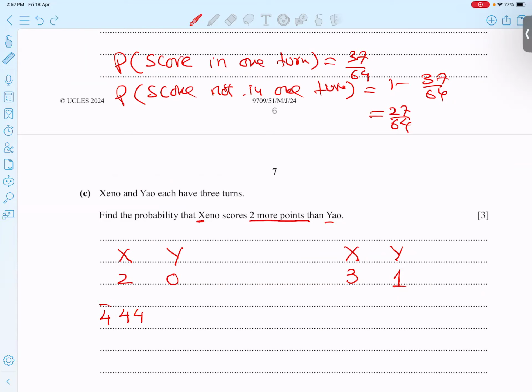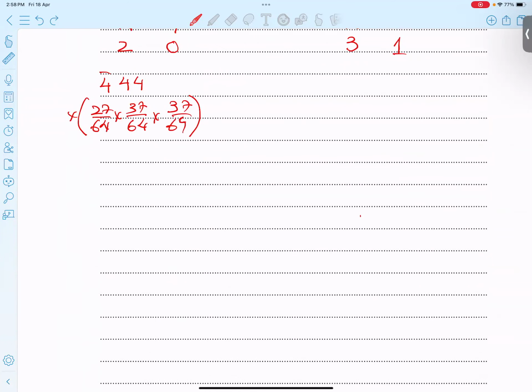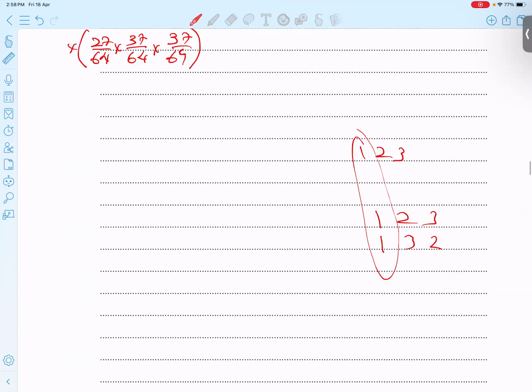So actually, basically, we got 27 over 64 into 37 over 64 into 37 over 64. But my question to you, this will come 3 times. You may ask, how come, sir? How come 3 times? So for your knowledge, I think we discussed before, but I repeat again, if I have 1, 2, 3, how many possible ways we can arrange? So we can arrange 1, 2, 3, 1, 3, 2. If I fix 1 here, okay? If I fix 2 here, if I fix 3 here.